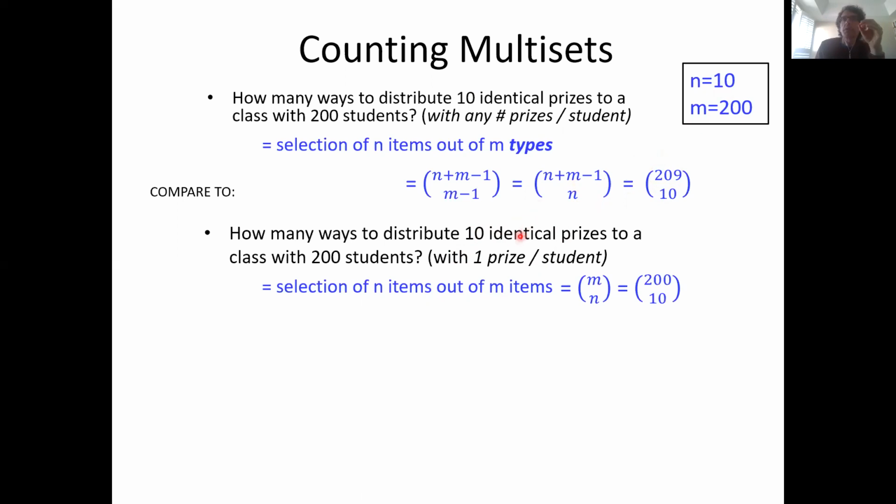Now a natural constraint in this case would be that if the prizes are identical, then it makes no sense to give 6 of these identical prizes to the same student. So if you have a limit, then these identical balls can fall into bins, but once a bin is chosen, no more balls can fall into it. So you have to just choose 10 out of 200 bins.